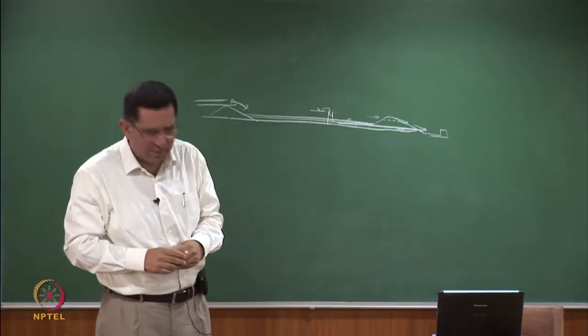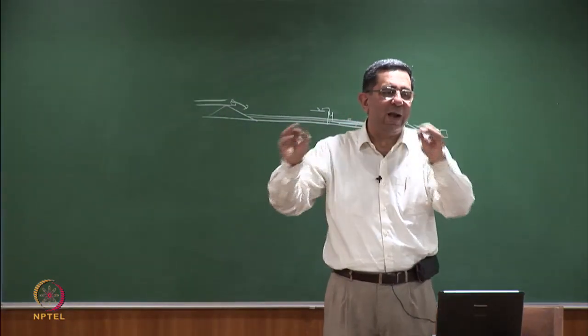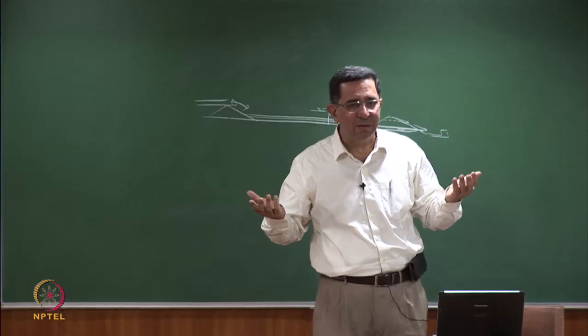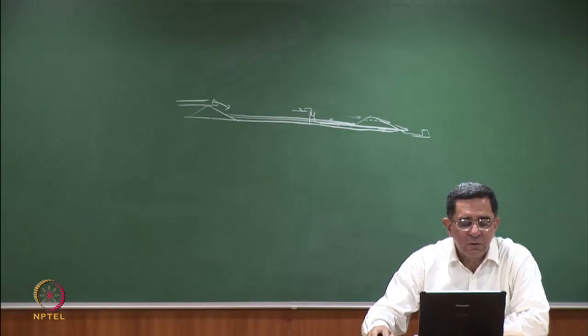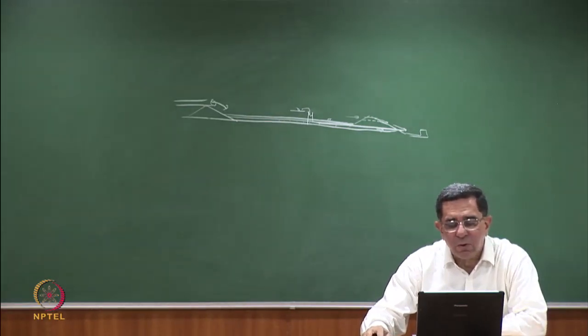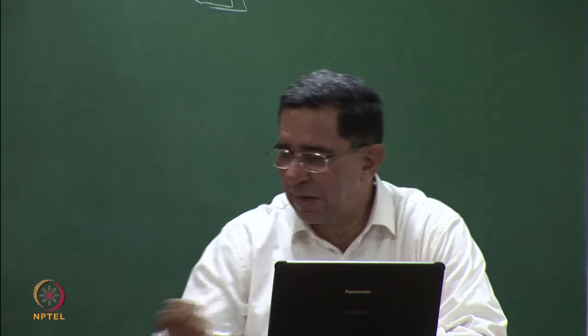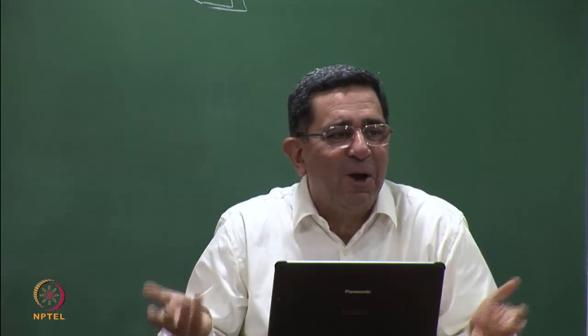Think it's possible? Let's see. How do we decant? Because decanting is critical to low phreatic line. You agree? If I can decant quickly and properly, my phreatic line will remain depressed. So pumps or siphons mounted on floating barges are often used for decanting of ponded water. You should have said, sir, I'll keep a boat. I'll have a pump and a pipe. Wherever I see water, I'll start sucking it out. All you'll have to do is that the boat doesn't run aground. But even if it does run aground, you won't be lost. You can still reach the end.